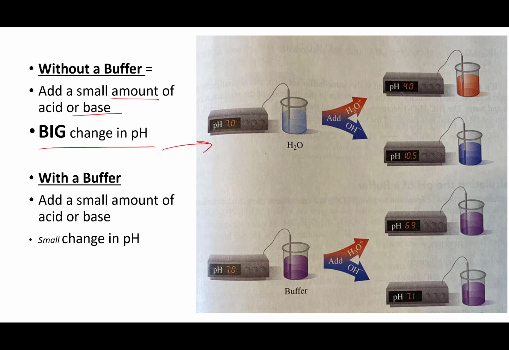Now, without a buffer, if a small amount of acid or base is added to a solution, you get a big change in pH. In this illustration over here, we've got a beaker of plain water, and it has a pH of 7. If hydronium ions, an acid, is added, the pH drastically falls, and you get a low pH in a very acidic solution. If a base is added and hydroxide ions are added, you end up with a very basic solution and a very high pH. But if you add a buffer, now remember, buffers resist changes in pH. That's what a buffer does.